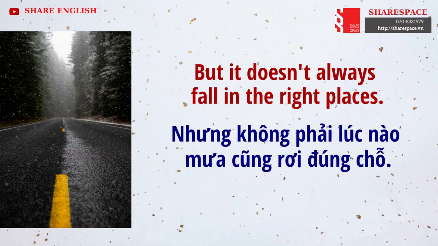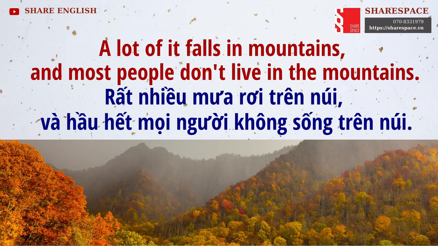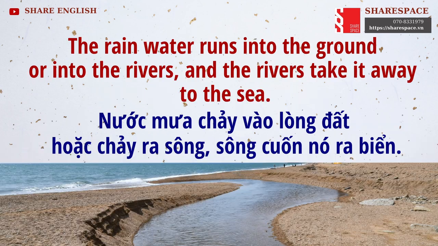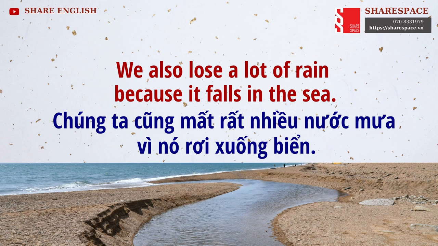But it doesn't always fall in the right places. A lot of it falls in mountains, and most people don't live in the mountains. The rainwater runs into the ground or into rivers, and the rivers take it away to the sea. We also lose a lot of rain because it falls in the sea.